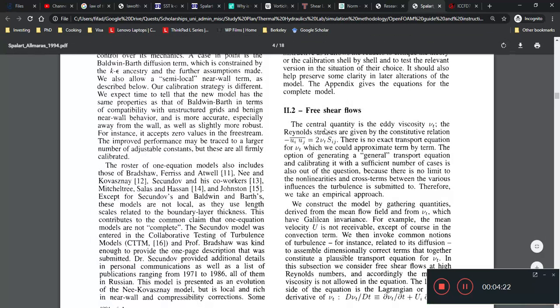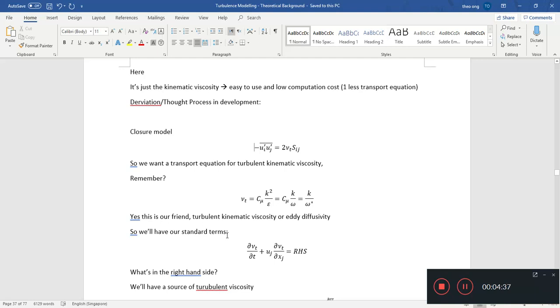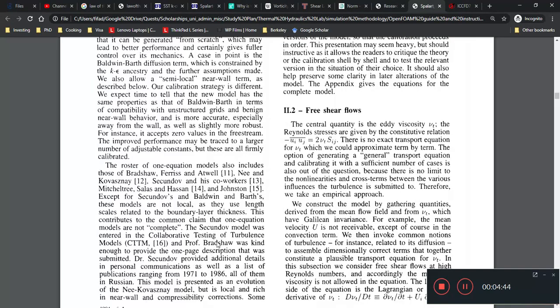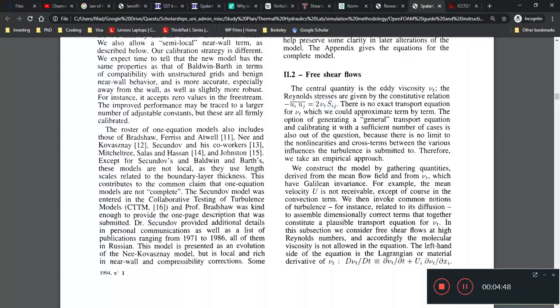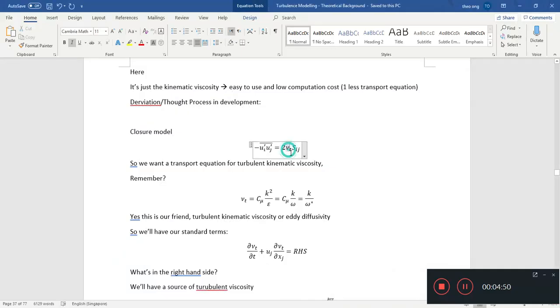So the first thing is the closure model. How do you model the Reynolds stresses? You see the Reynolds stress, u_i u_j bar. It's given by 2 nu_t times S_ij, which is the rate of strain tensor. So this is actually what we try to solve for: this turbulent kinematic viscosity.